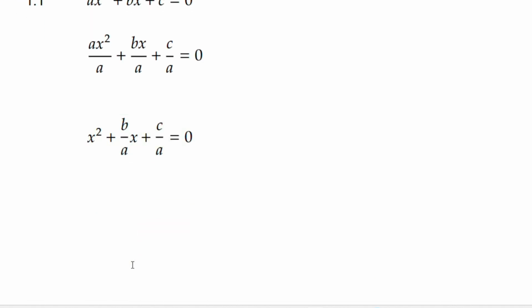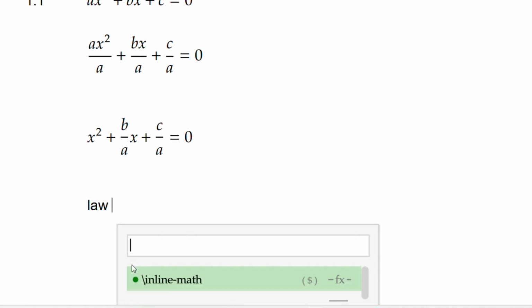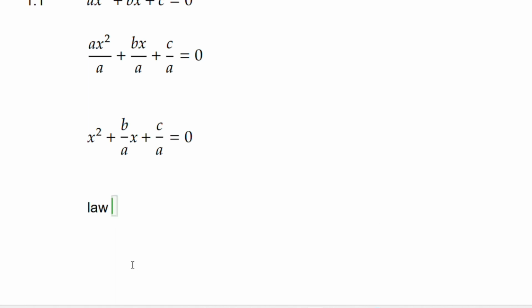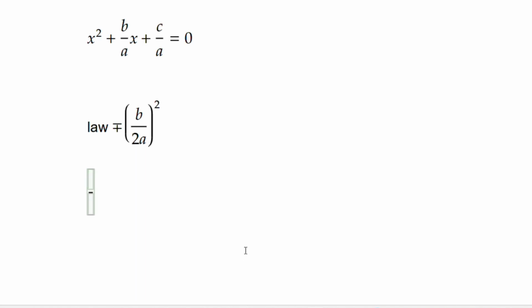Okay, so there is a law that states that we need to take the coefficient of x and divide it by 2 and then square it, and it has to be negative or positive. So the law states it has to be negative or positive to the power 2. Dividing the coefficient of x, which is b over a, gives b over 2a. Okay, so now we need to add the law to the equation that we simplified.